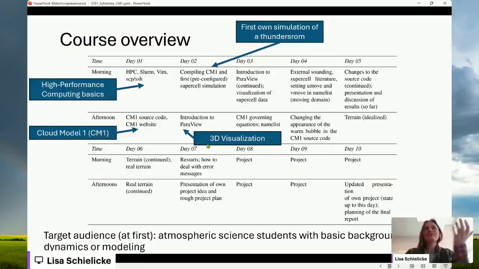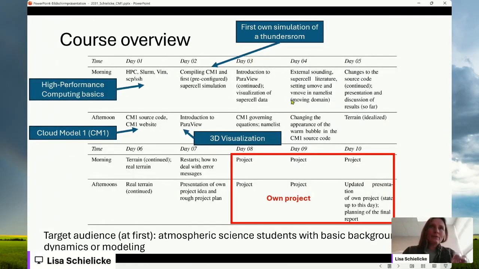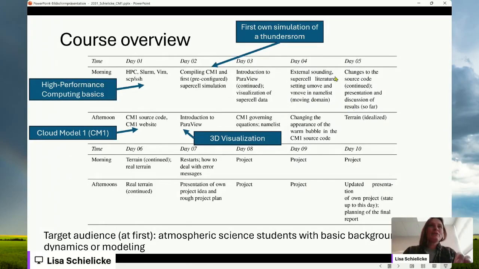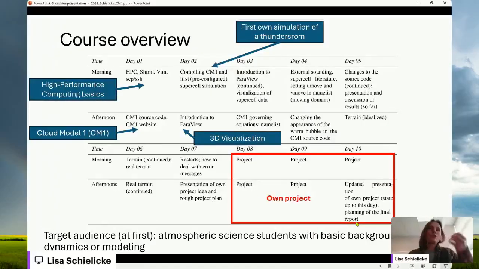However, you will see, I didn't give the training. There's a lot of material and they worked through it. Over the rest of the week, we also used all the abilities which we can use with CM1. We learned how to set up a simulation using the namelist. We changed the code, used external soundings, and also dug into terrain. And finally, in the second week, the students chose their own project and then had to finish with a report. The target audience at first was atmospheric science students or meteorology students with a basic background in dynamics or modeling.